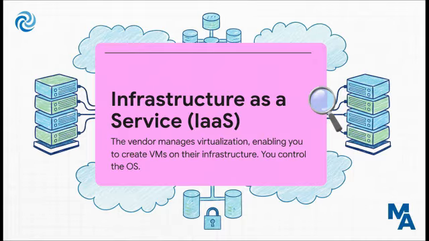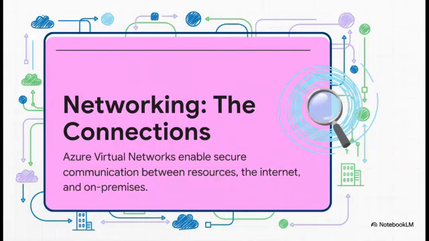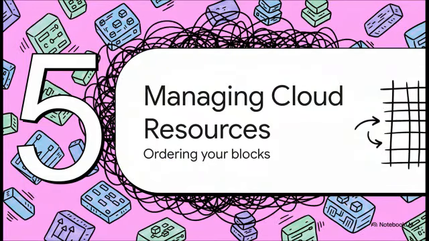Think of this as the do-it-yourself option in the cloud. It's kind of like leasing an empty plot of land. The vendor provides the land, and in Azure, the perfect example of IaaS is virtual machines. This is what you'd use when you finally networking. This is the crucial connective tissue. Azure Virtual. Okay, so you've got all these digital Lego bricks: compute, storage, networking.